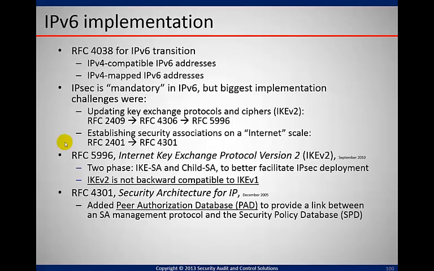What it says is that IPsec is mandatory in IP version 6, but the biggest implementation challenges were updating the key exchange protocols and ciphers, IKE version 2, and then also establishing a security association on an internet scale. RFC 5996 is the Internet Key Exchange Protocol version 2, IKE version 2, with 2 phases, IKE SA and Child SA, to better facilitate IPsec deployment. Okay, IKE version 2 is not backwards compatible with IKE version 1.